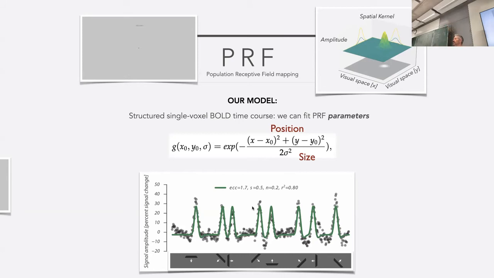This is beautiful, right? You have a model of what location this voxel likes in the visual field, and you can explain the responses really, really well, right? If you look at this, you don't need any statistics further, right? You just know, okay, this is working, sort of thing.